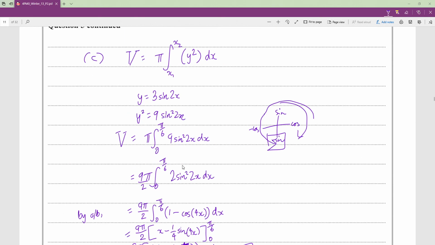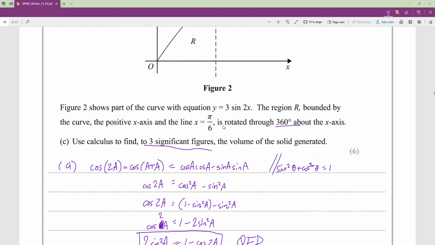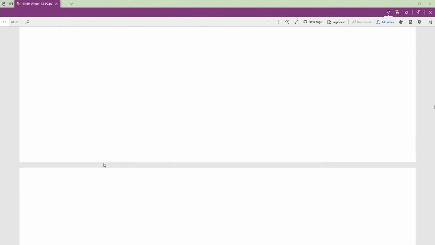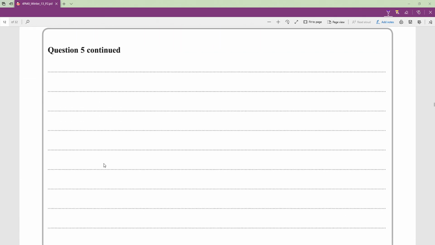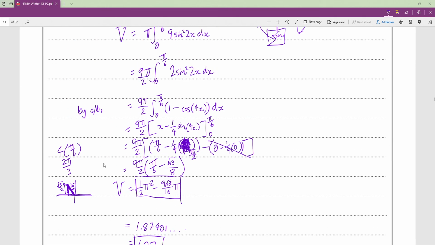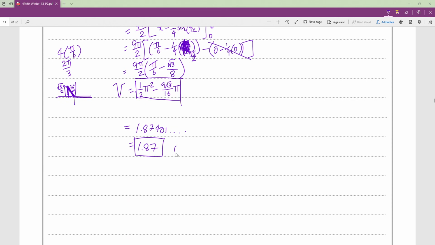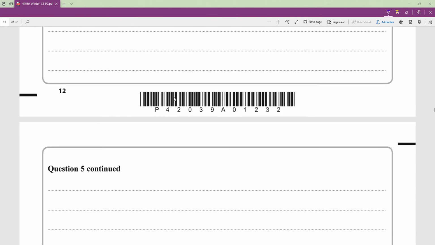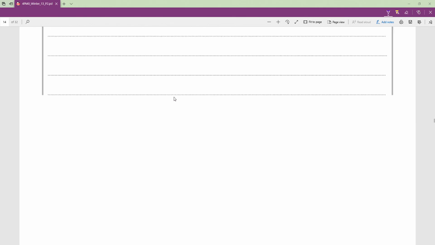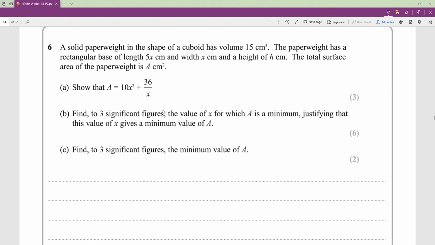Now let's just quickly check if there are any units involved. No, I don't think so. So 1.87 units cubed. That's our final answer for the volume. Alright, that went pretty successfully. Now we're moving on to question 6 at 47 minutes and 18 seconds in.